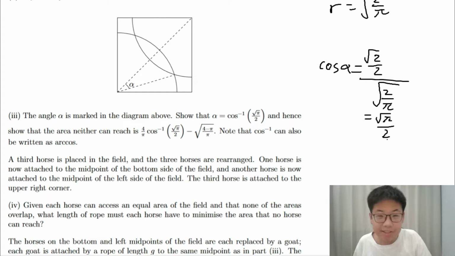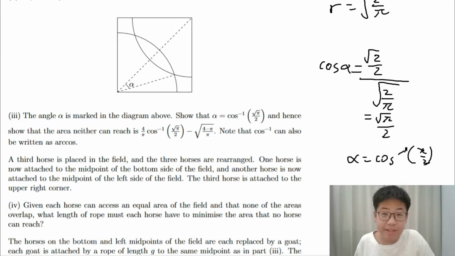Again, if you have a list of constants, please put this in. Pi over 2 and cos inverse pi over 2. And please put it in radians.